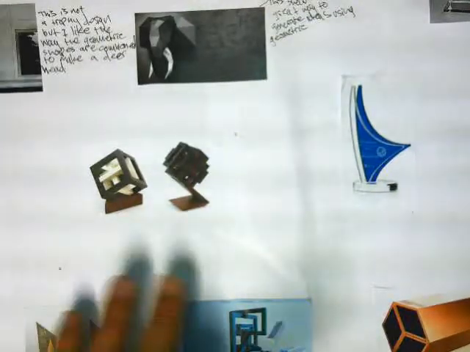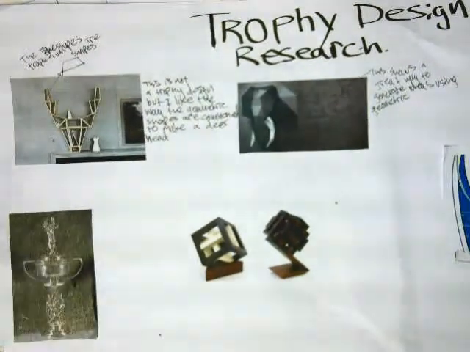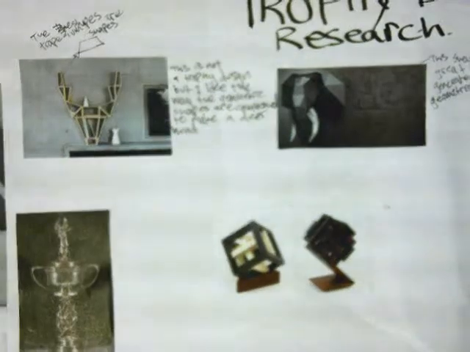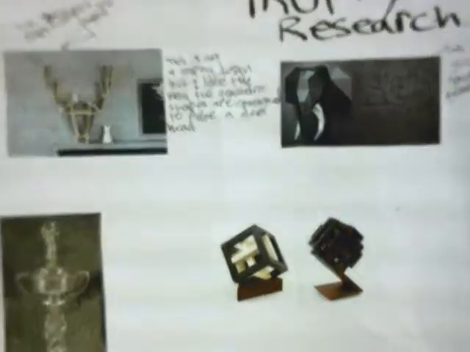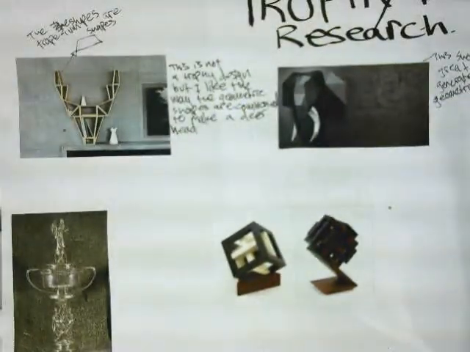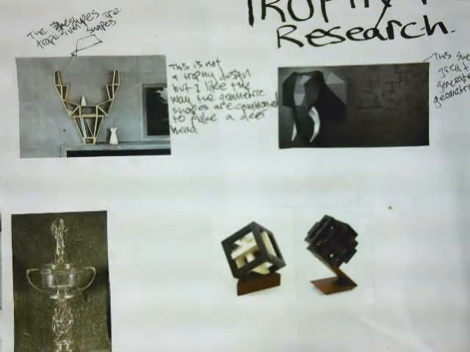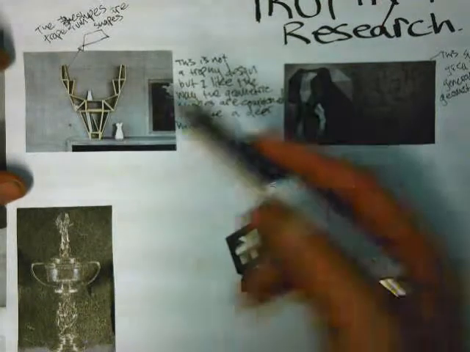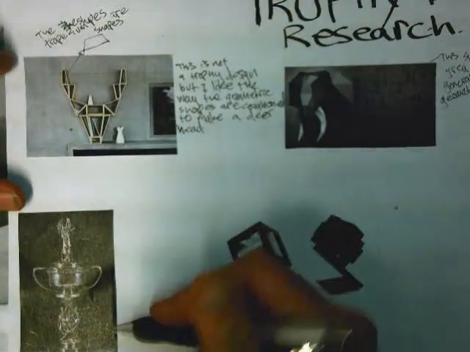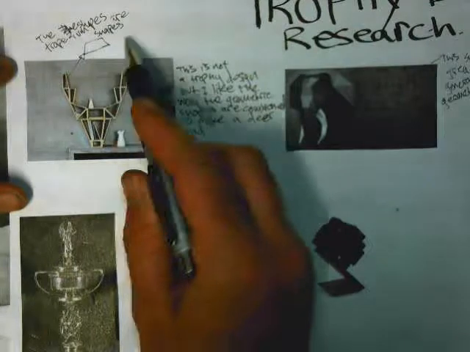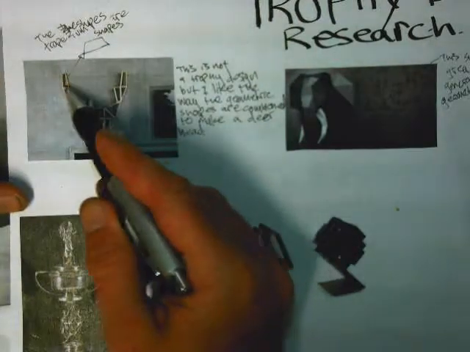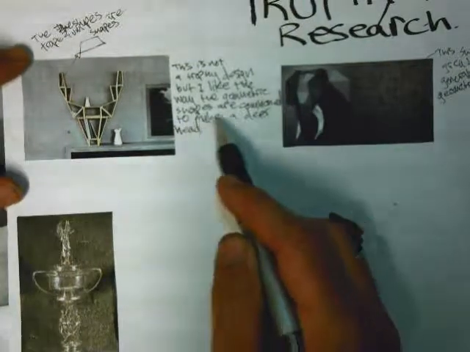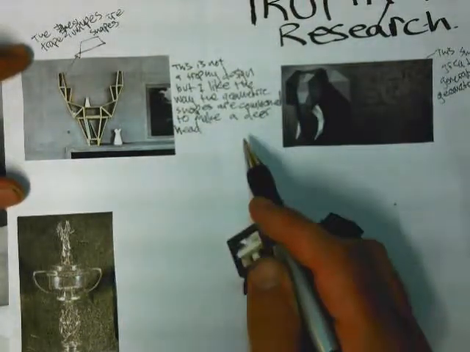So what I've got is, I've found this sort of variety of images, and I've found this one. It's not a trophy, but I found it when I was looking at other trophy designs. So the shapes are trapezium shapes. I'm explaining what I'm seeing. This is not a trophy design, but I like the way the geometric shapes are combined to make a deer head. Okay? Simple, explaining what I'm seeing.